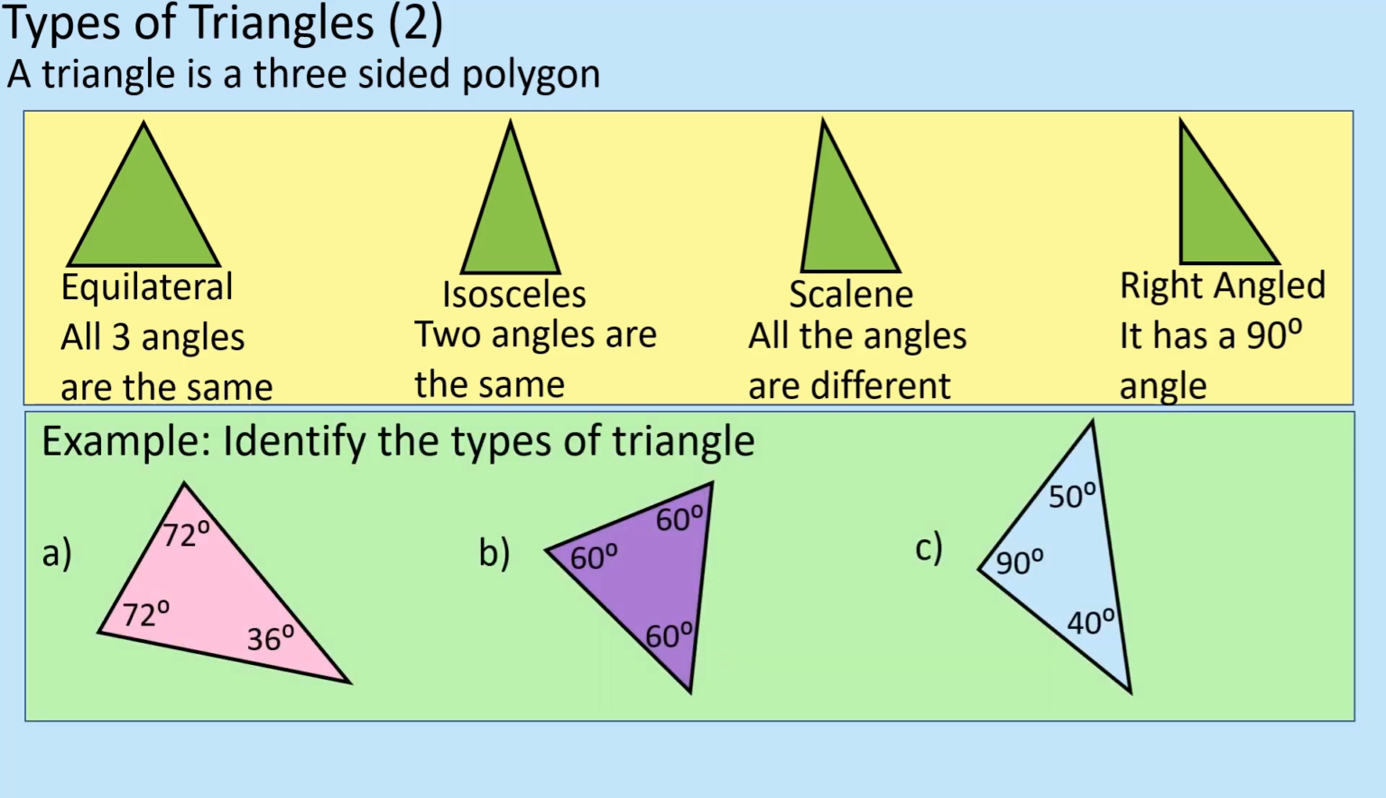So let's have a look at this one. What have we got? We've got an isosceles triangle, two of the same. This is an equilateral triangle, and then because I've got one as 90, this is a right angle triangle. Let's put those on there. And scalene, yeah, potentially.